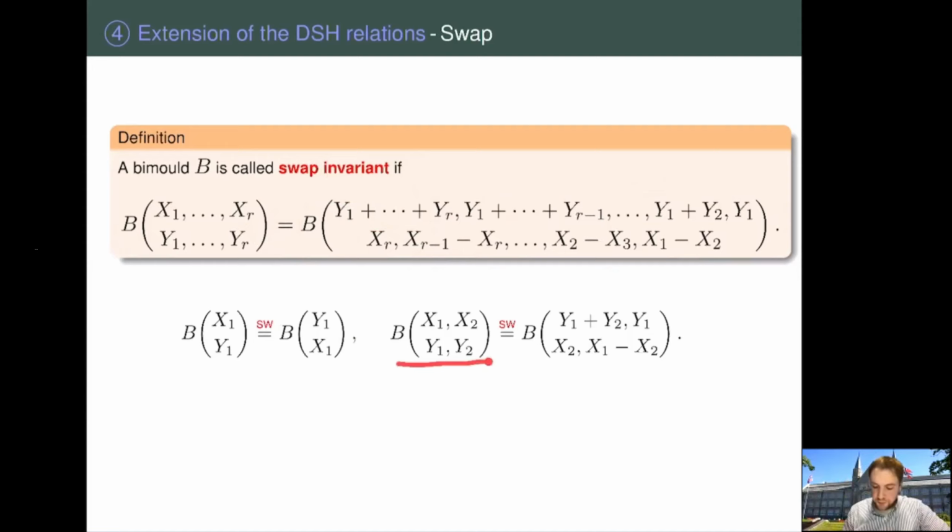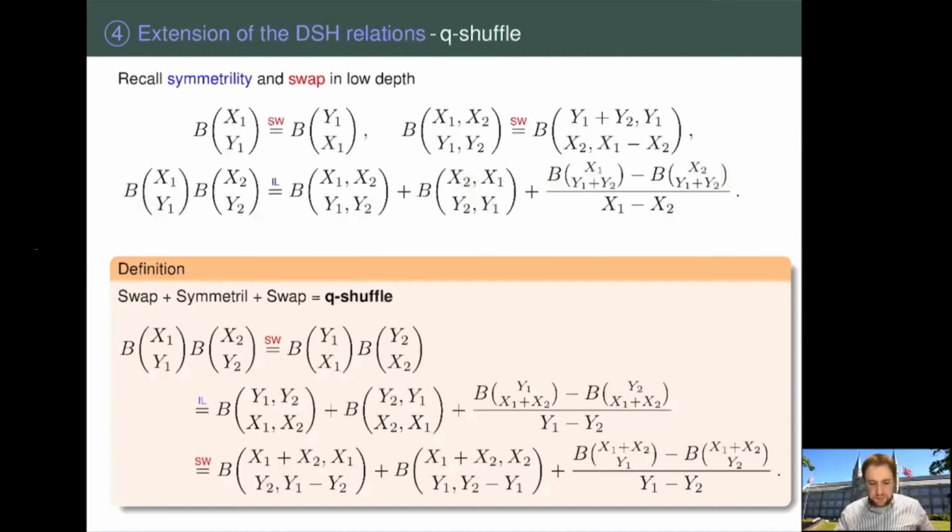And in depth 2, swap invariant just means this. And this can also be interpreted by using partitions in a nice way. And so this is now a linear relation. So how does this correspond to the shuffle product? And the analog for the shuffle product we now get by combining symmetril and swap.